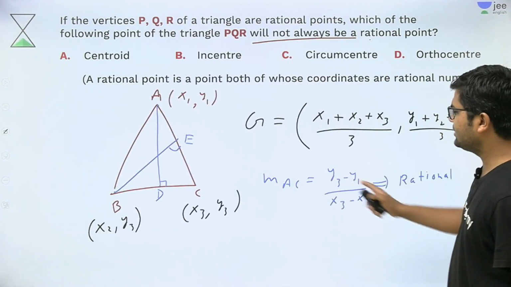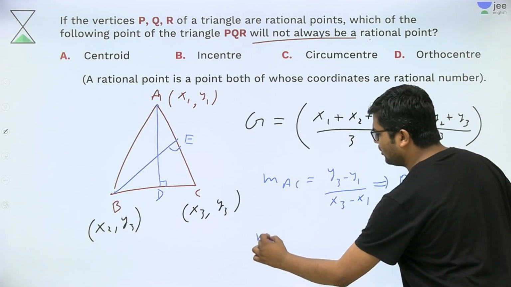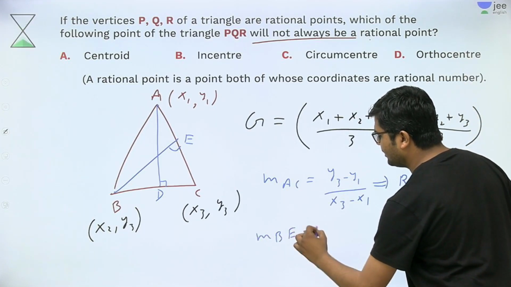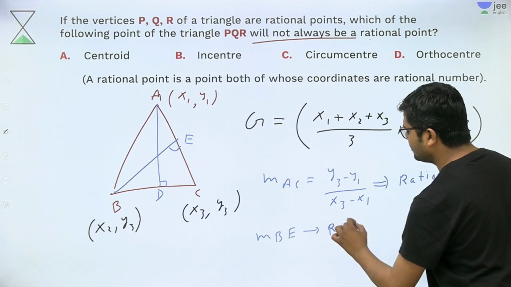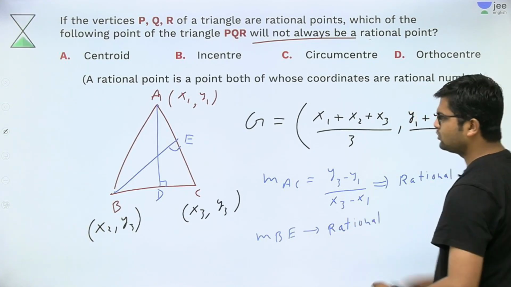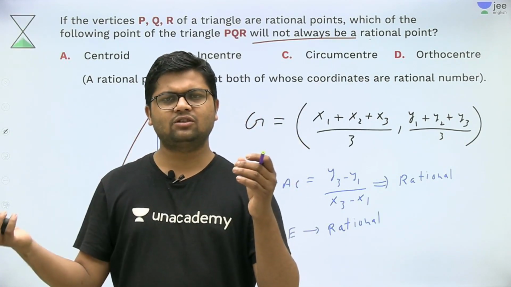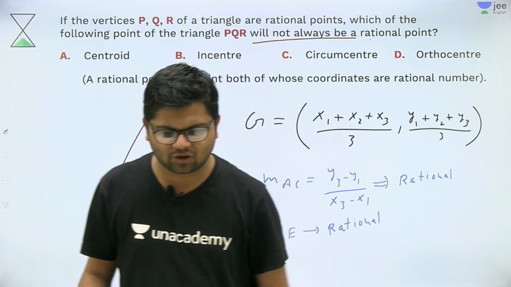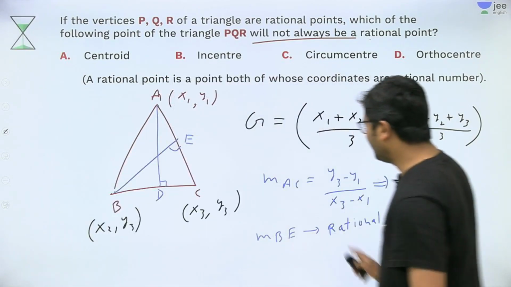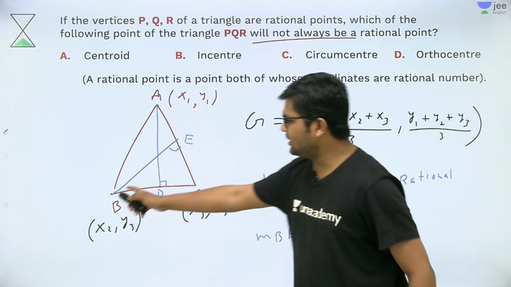Now, if the slope of AC is rational, then the slope of BE will also be rational, because the slope of BE into the slope of AC is minus 1. So one rational into x is equal to minus 1, so x will come out to be a rational number. So I have proved till now that the slope of BE is a rational number.